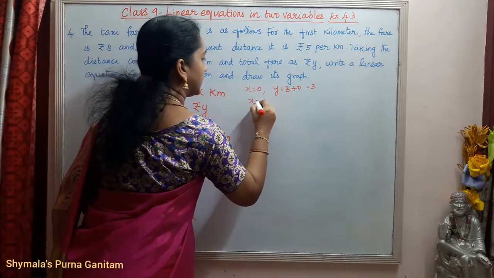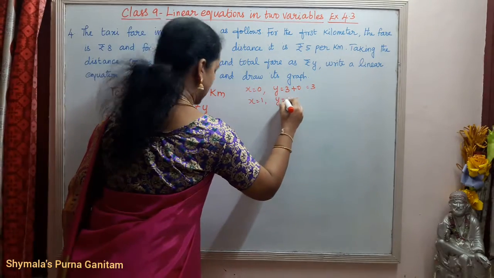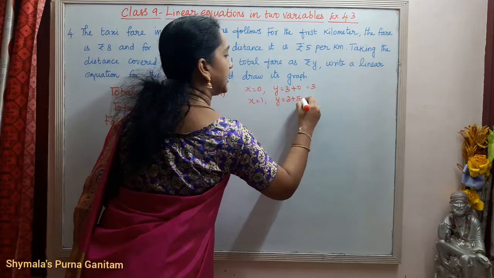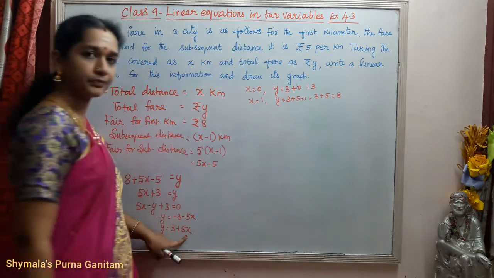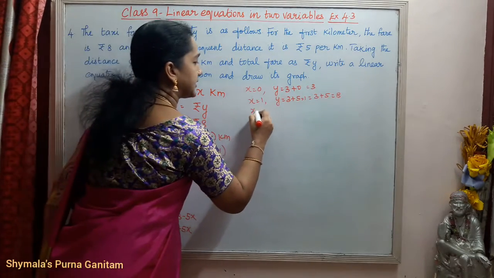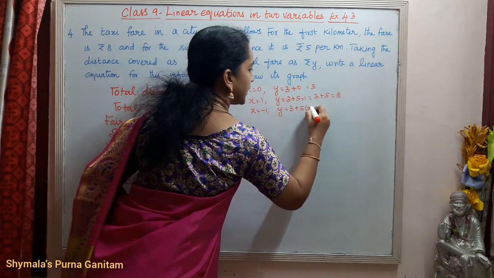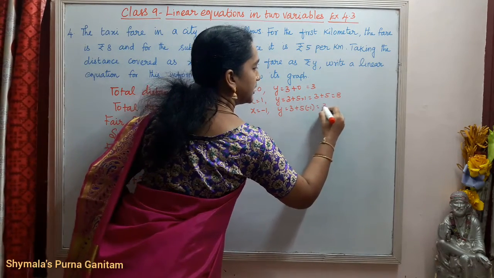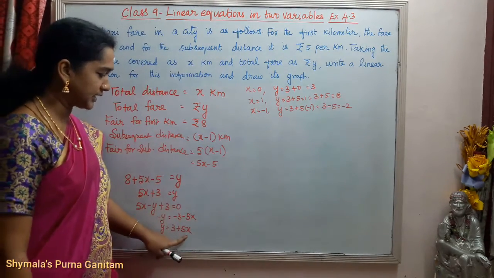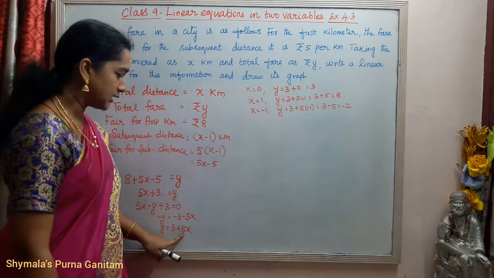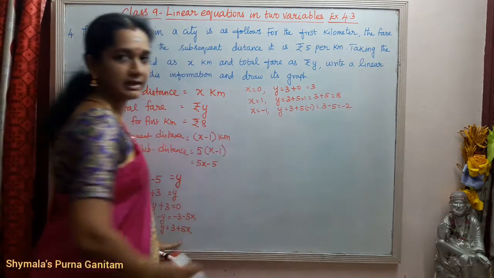Okay, then if we take x is equal to 1, then y is equal to 3 plus 5 into 1, that is 5. So 3 plus 5 is equal to 8. Okay, then if we take x is equal to minus 1, then y is equal to 3 plus 5 into minus 1, that is 3 minus 5, which is equal to minus 2. So 5 into minus 1 is minus 5, and 3 plus minus 5 will be minus 2.